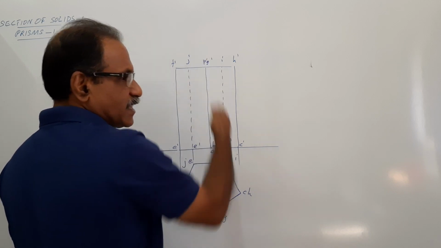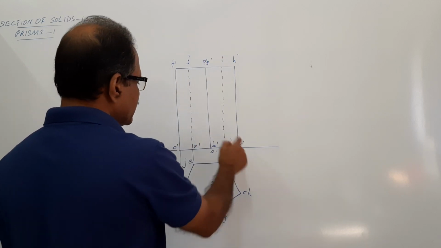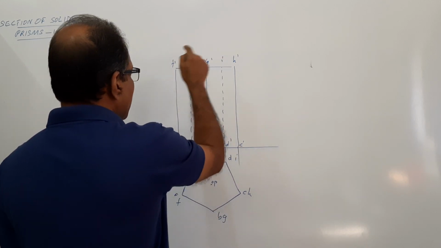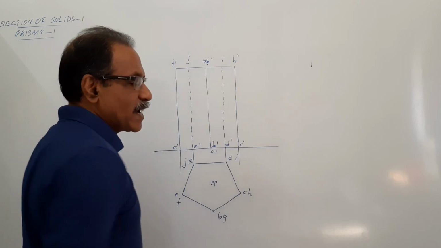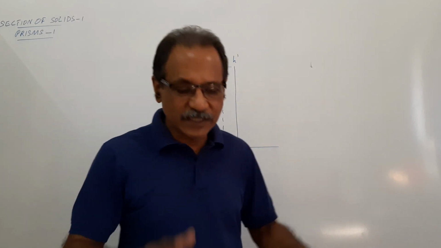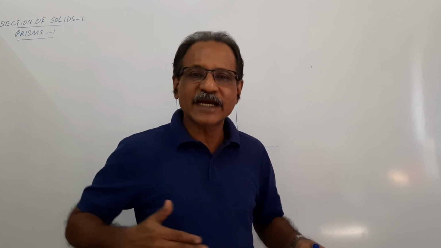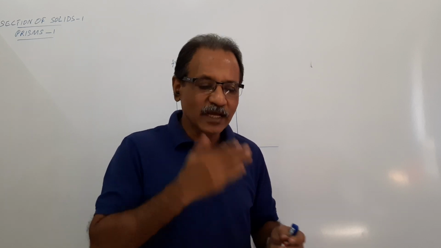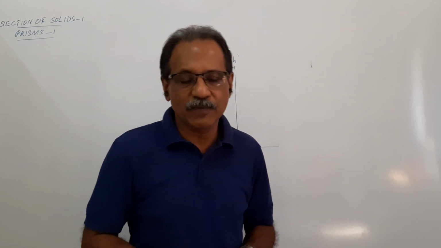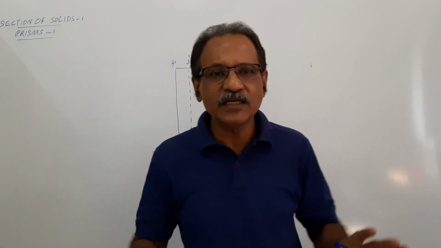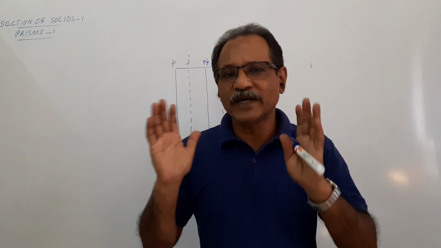Then I projected the elevation. A dash, B dash, C dash, D dash, E dash, O dash, F dash, G dash, H dash, I dash, J dash. Plan and elevation of the pentagonal prism standing on its base on HP with a side of base parallel to VP or a rectangular face parallel to VP. It is not mentioned in the question. I have opted this position.